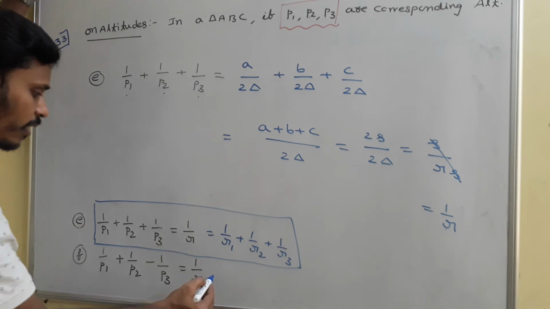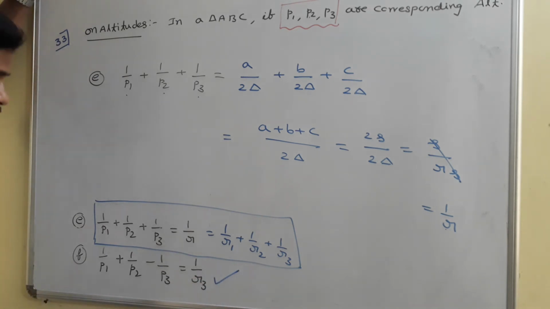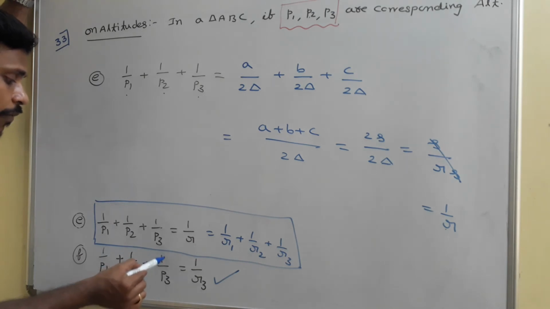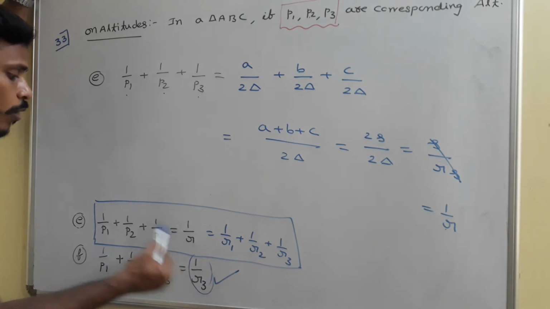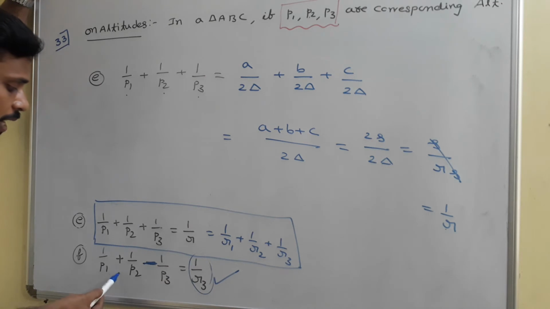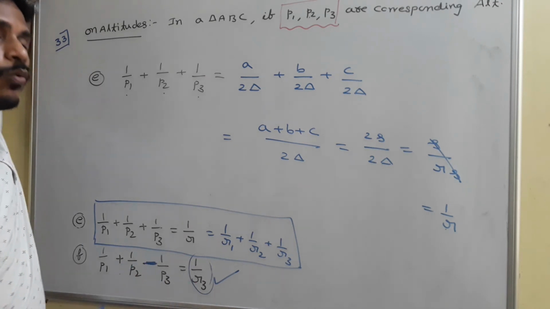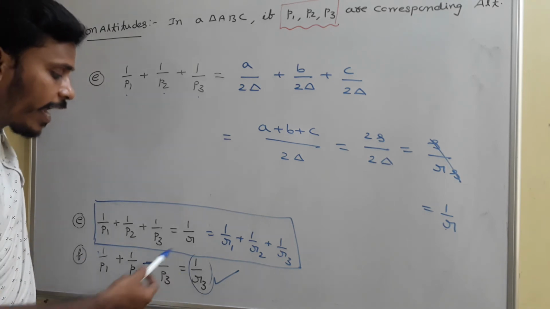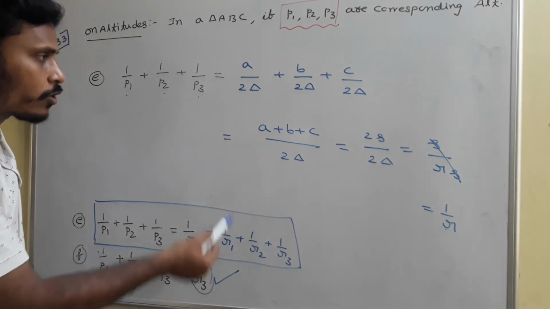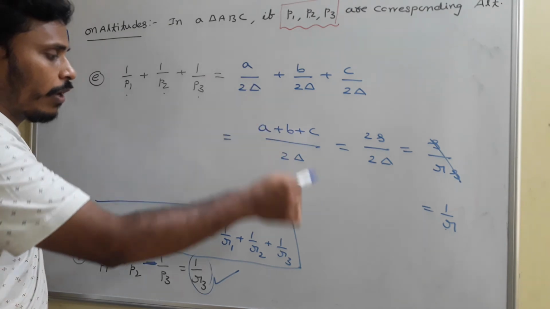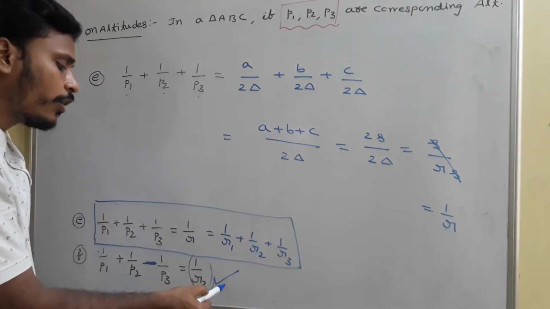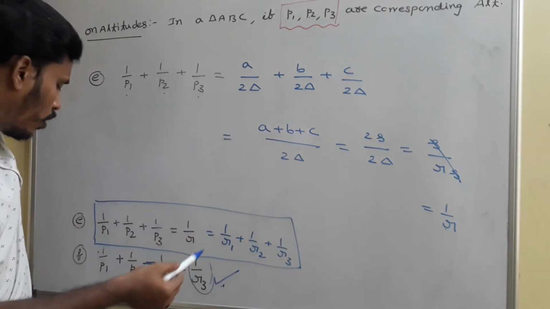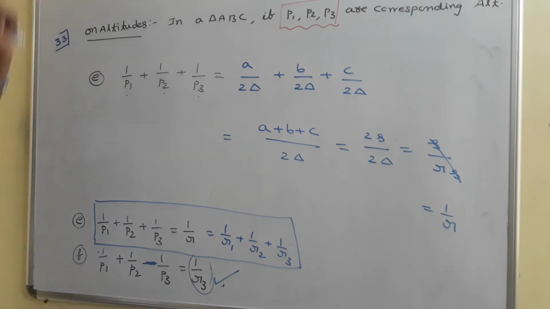And similarly, there is a chance to prove this F also. Just look there, F: 1 by P1, 1 by P2, minus for 1 by P3. On simplification, you arrive at 1 by R3. If minus is there for 1 by P2, then you will get 1 by R2. Whereas if there is minus for the first one, at the end you will get 1 by R1. So this we can also prove in the same way. I am neglecting the proof here. You just try it. Just have a look, and then I will give you the next problem.